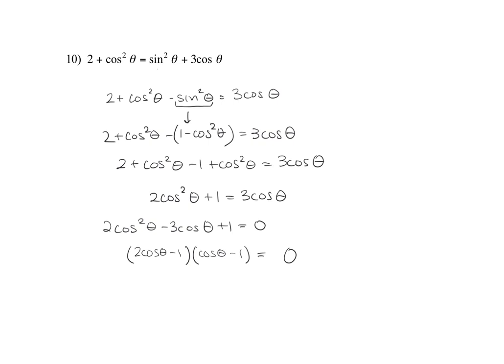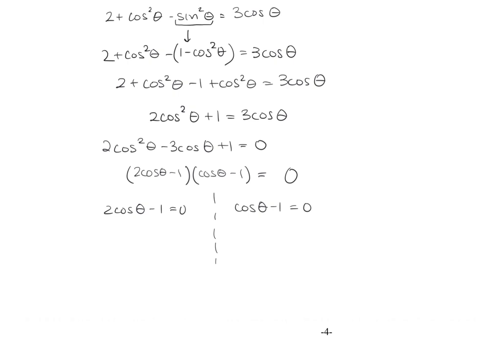And this is again that zero product property. If this multiplied by this is equal to 0, then each one of these factors can be set equal to 0. So 2 cosine theta minus 1 equals 0, and cosine theta minus 1 equals 0. So here we have cosine theta equals 1/2, and here we have cosine theta is equal to 1. So theta would be inverse cosine of 1/2, which happens on the unit circle.